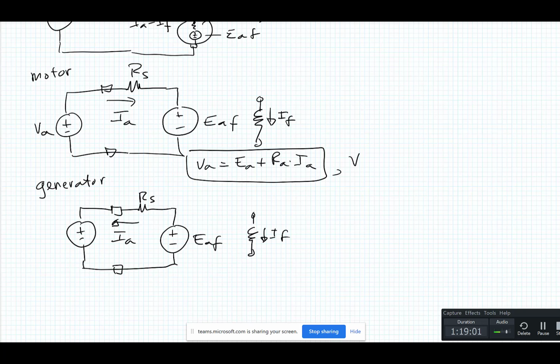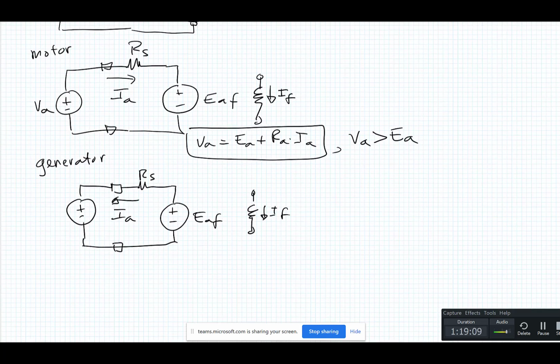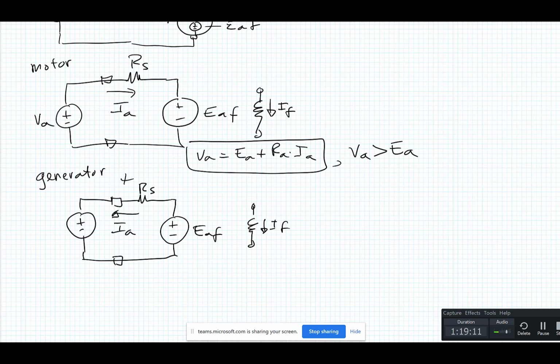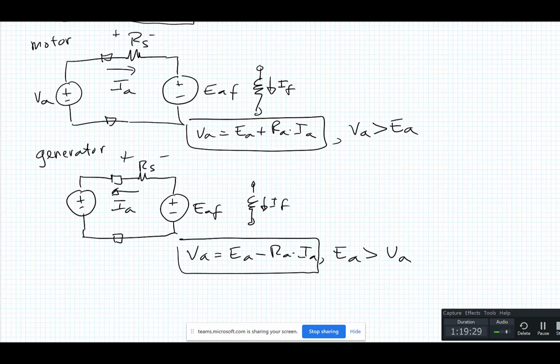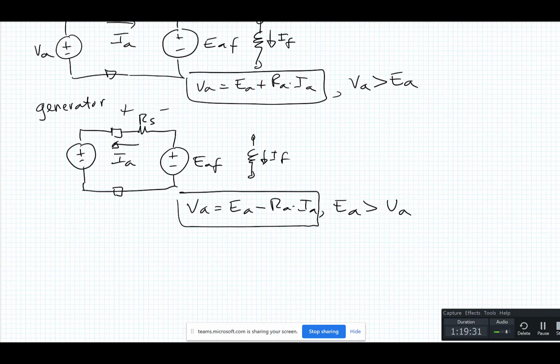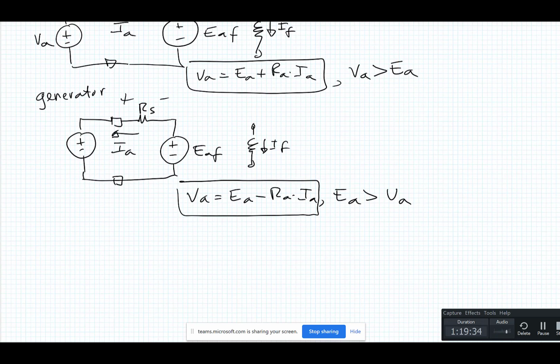And that means that VA has to be greater than EA for this to work. So you have a higher applied voltage than you get out of it because of the drop across the resistor from drawing the current. In the generator circuit here, you've got VA is equal to EA minus RA times IA, and so EA has to be greater than VA because you have a drop. It's just like the synchronous, but you don't have to worry about phasors because it's all DC.